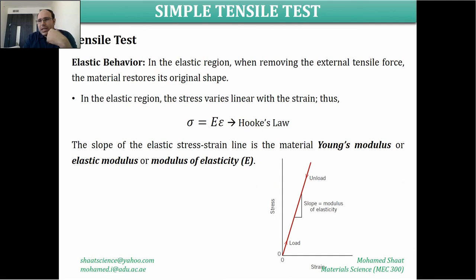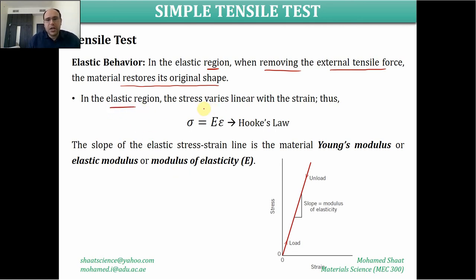So, what is elastic behavior? We already explained this. As we mentioned, in the elastic region, when removing the external tensile force or tensile stress, the material can restore its original shape and dimensions once more. This indicates that the material works like a spring and behaves elastically. It means that it works within the elastic behavior.